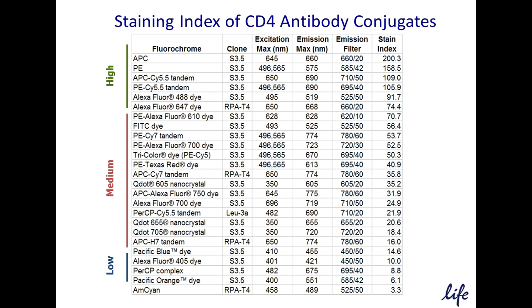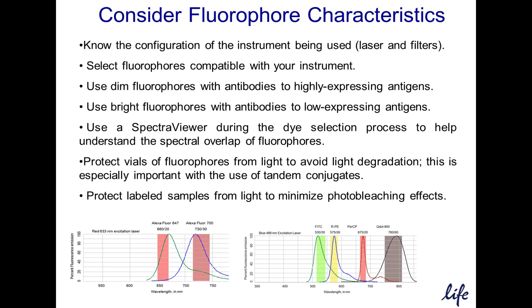However, even a dim dye can be an effective part of a panel as long as it is carefully matched to the appropriate antibody. So understanding the relative brightness of commonly used dyes and a knowledge of the antigen expression are crucial elements to ensure your accuracy. But depending on many factors, including laser power, emission filter, and instrument which they are used, in addition to fluorophore brightness, there are several things to keep in mind when designing a flow experiment.